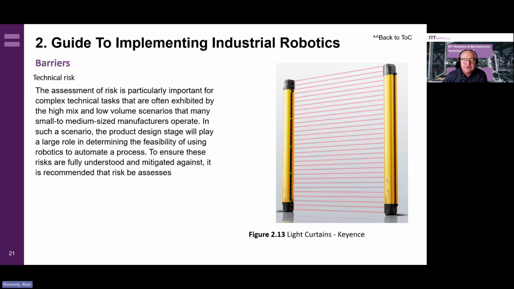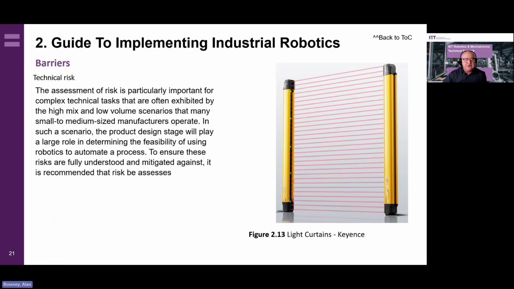So technical risks, I just want to talk about that as well. It's very important to understand the technical risks involved in implementing automation for a process. So whilst most processes can be automated, there may be significant technical risks in doing so, and carrying out a thorough analysis of the risks involved is imperative, even if the task seems relatively routine. So the assessment of risk is particularly important for complex technical tasks that are often exhibited by the high mix and low volume scenarios that many small to medium sized manufacturers operate in. So in such a scenario, the product design stage will play a large role in determining the feasibility of using robotics to automate the process.